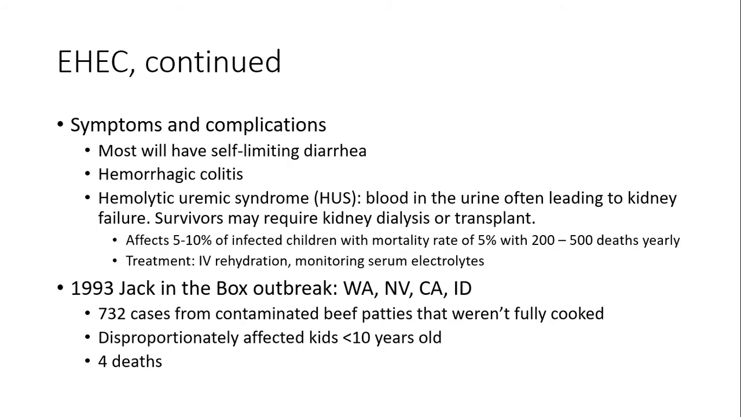Most of the patients will have a self-limiting diarrhea, so it might look like anything else. But a proportion of them will take on the additional symptoms of a hemorrhagic colitis, so a bloody diarrhea, and also hemolytic uremic syndrome, or HUS. This is when you have blood in the urine, often leading to kidney failure. And survivors of this will often require kidney dialysis or transplant.